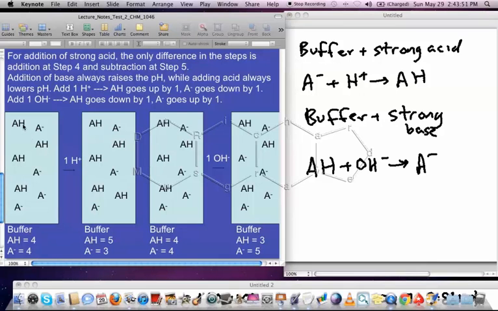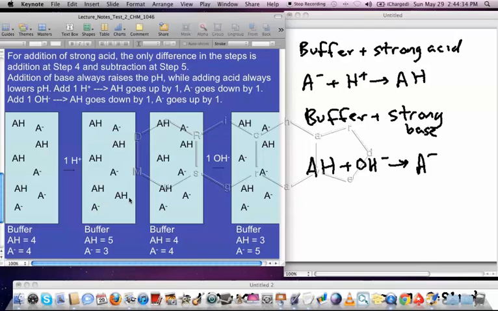So here's our buffer solution. We're going to have a mixture of a weak acid, which I'm calling AH, and its conjugate base, which I'm calling A-. So I've got 4 AHs and 4 A-. Usually buffers are pretty much equal mixtures of the two. Now if I add 1 H+ from a strong acid, then one of the A- is going to react with the 1 H+ we added, and it's going to become AH. So in the solution we're going to have 5 AHs now, and 3 A-.